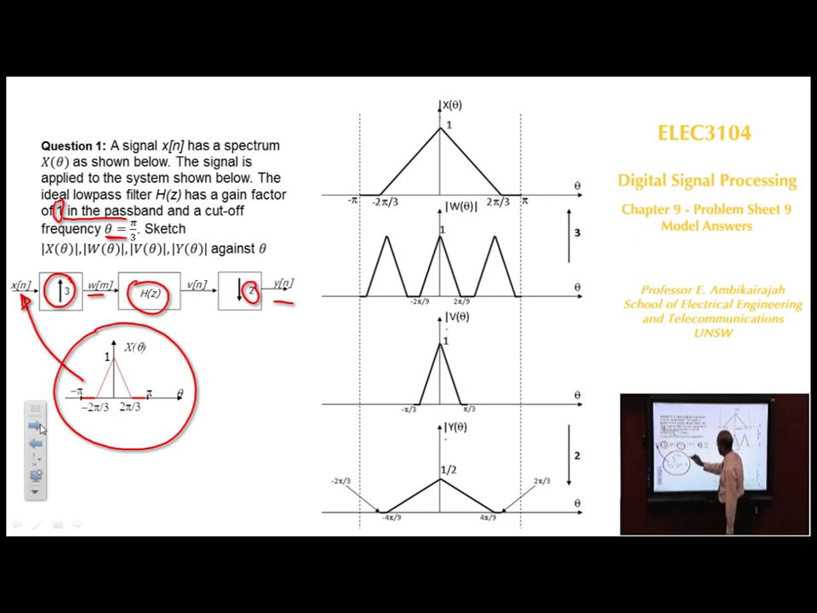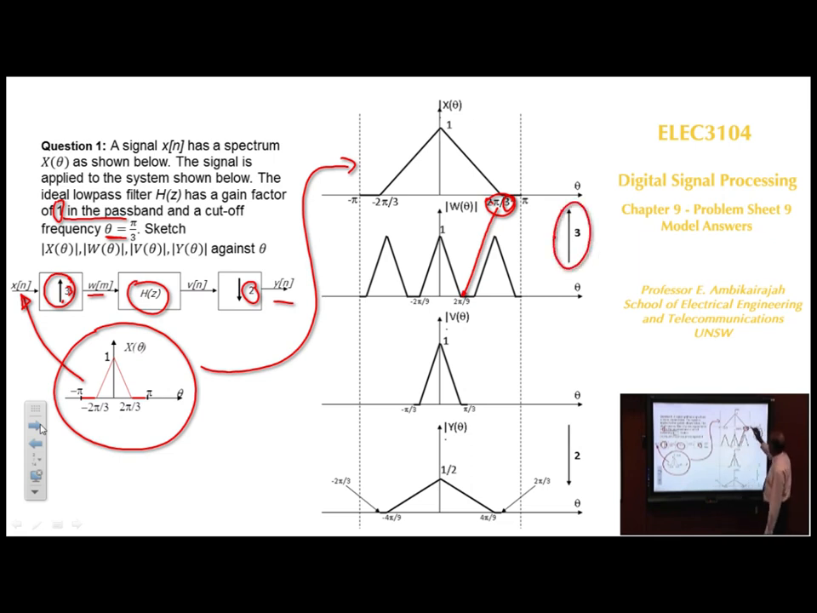So this is your x[n] in here, and the first block is upsampling by 3. What happens is that the whole thing is divided by 3, so that will come as 2 pi over 9, that position. When you say you're upsampling by 3, 3 of these should be between pi and minus pi. So we've got 1, 2, 3. That's your first step.